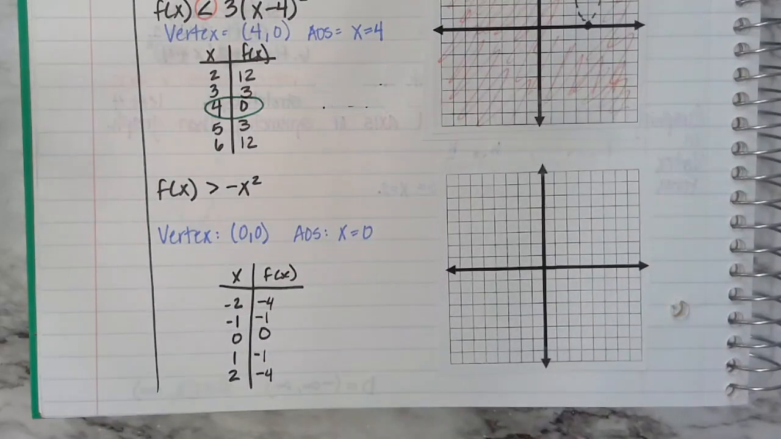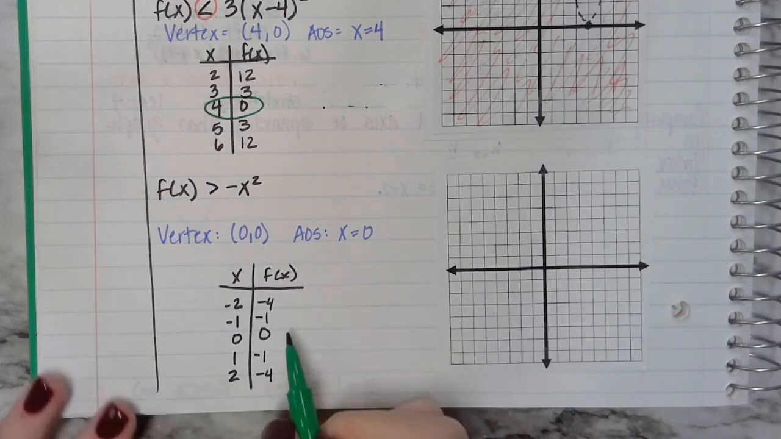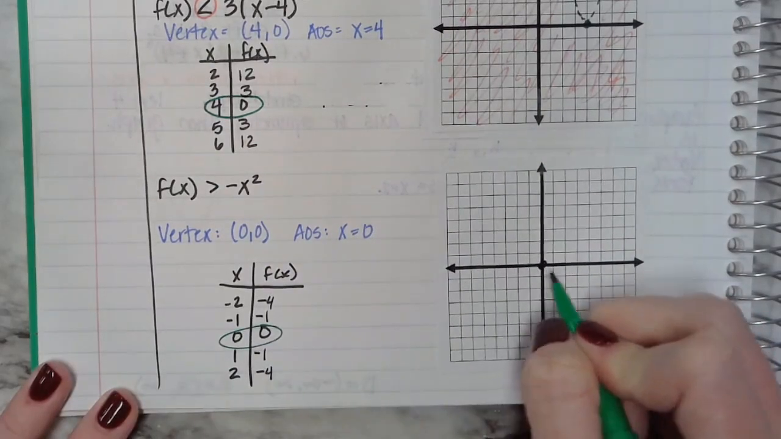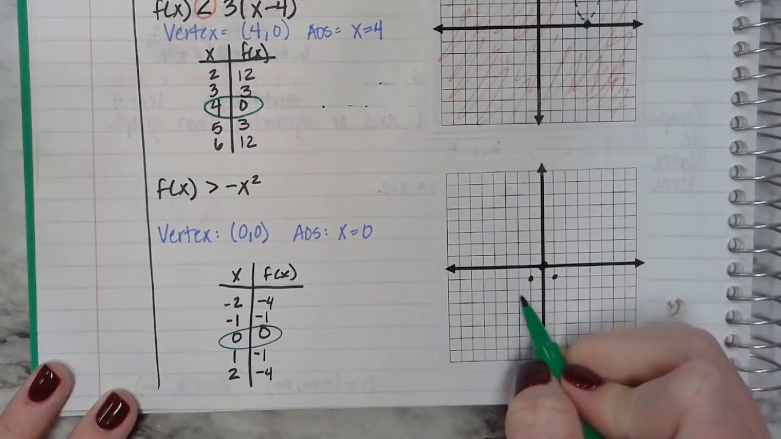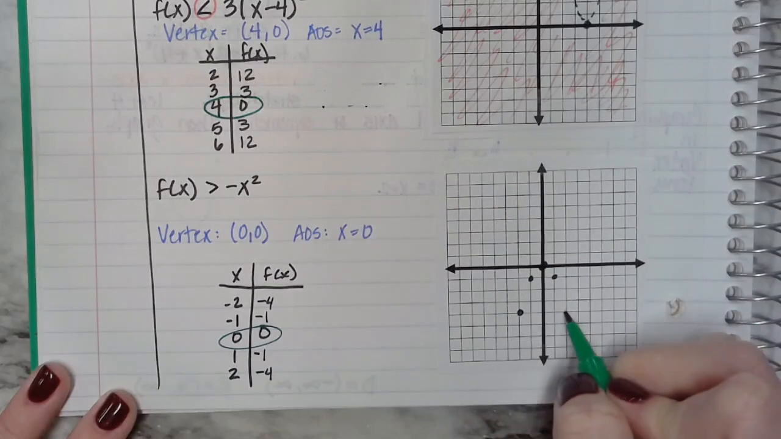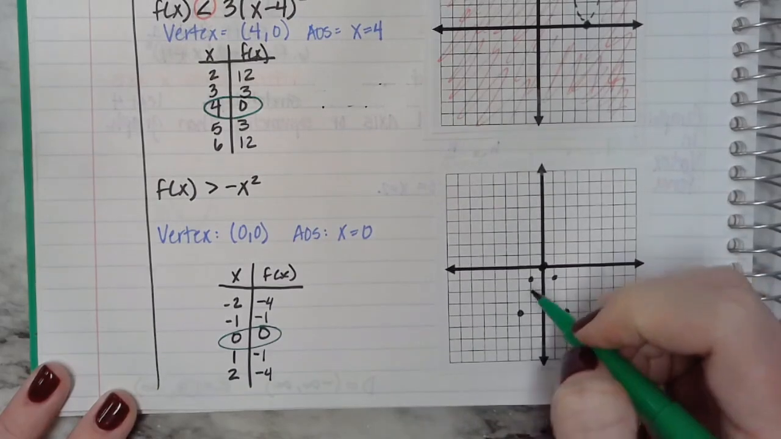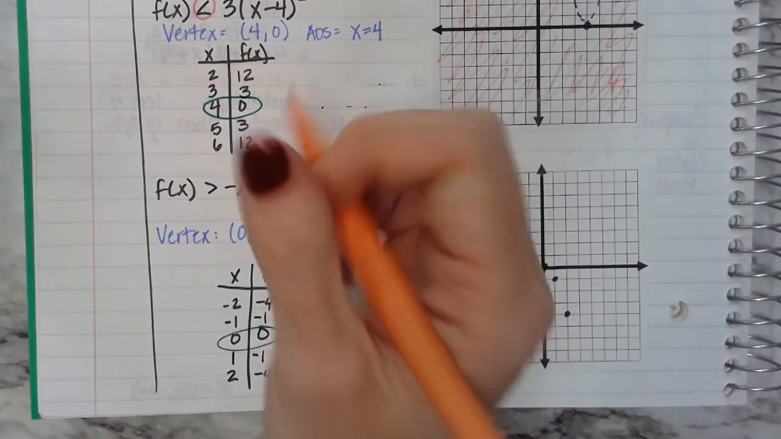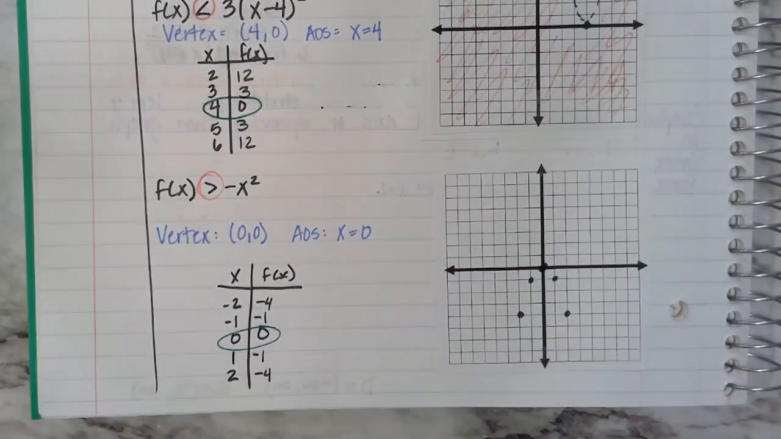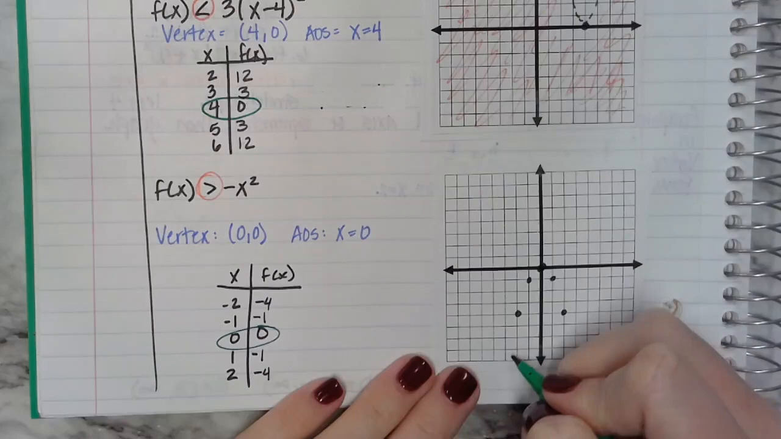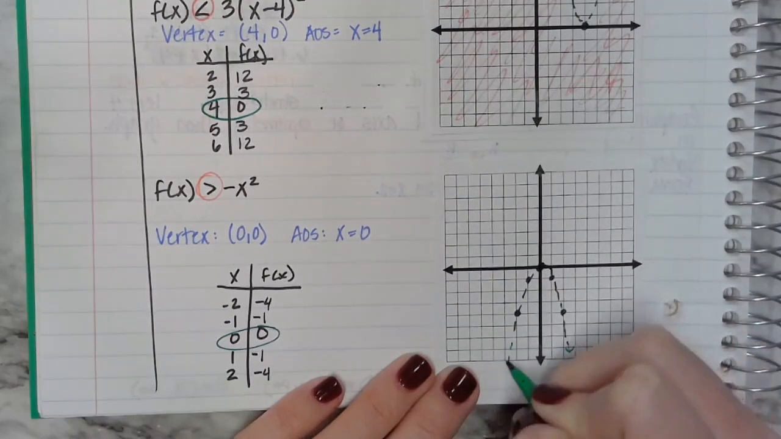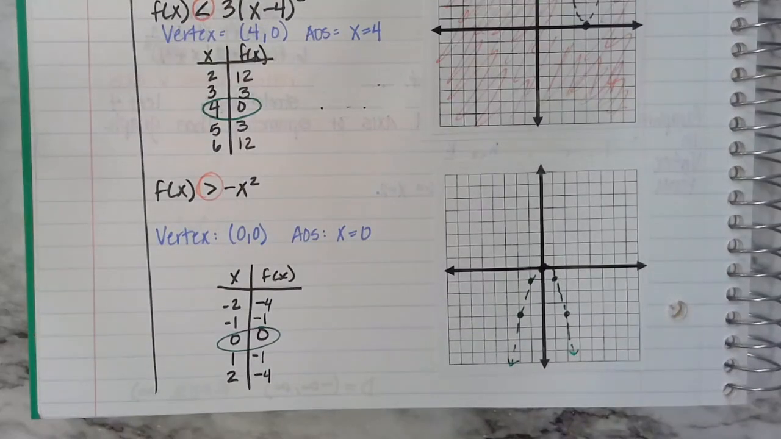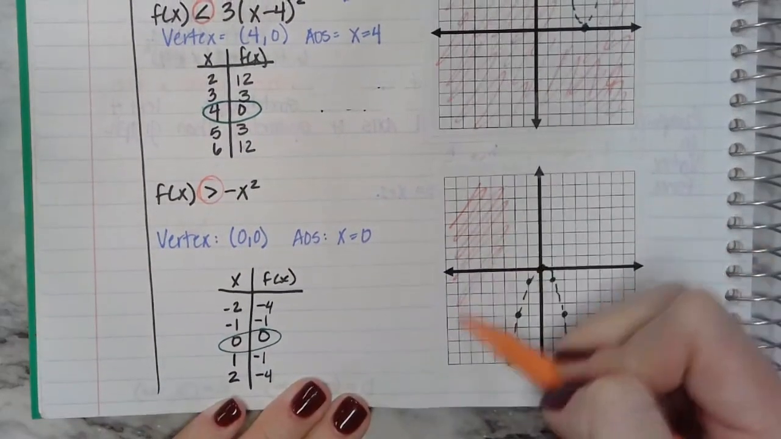Now we're going to just plot all those points. Again, I like to start with that vertex, 0, comma 0. And then negative 1, negative 1, 1, negative 1, 2, negative 4, and negative 2, negative 4. And we're going to take a look at the inequality symbol. It is greater than, so a dashed line. And since it's greater than, we're going to shade above, which is everything above our parabola.